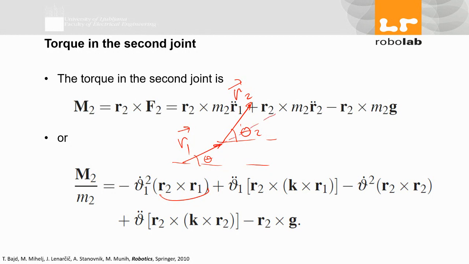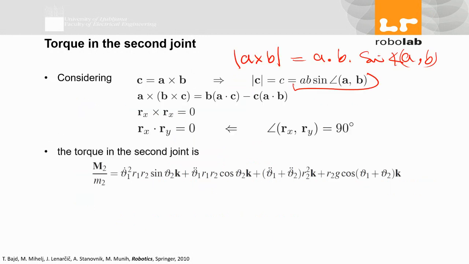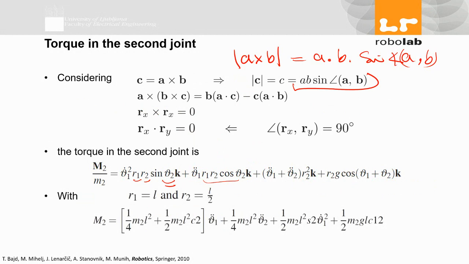The angle is theta 2. That's why when I multiply these two, it will be just the size of R1 times the size of R2 with the sine of angle theta 2. That's why you see theta 2 here. R1 times R2 sine theta 2. And same thing goes with the others, when you look into the angles of these components. And if I rearrange everything, I'm getting this relationship between components.